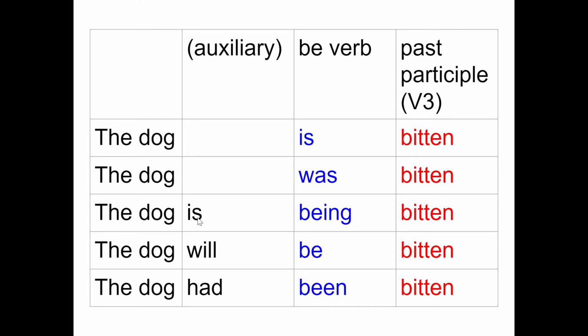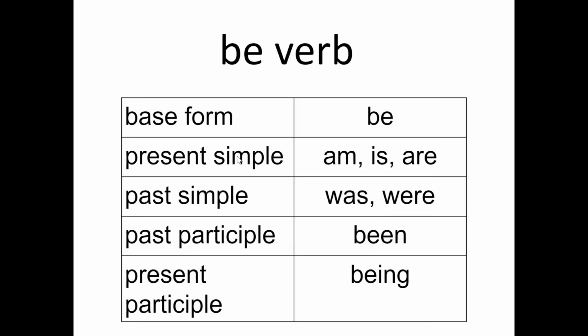So because we are going to be using the be verb for all the passive tenses, we should probably review what are the forms of the be verb. The base form is be. Present simple is am, is, are. I am, he is, you are. Past simple is was for singular subjects, were for plural subjects. The past participle is been, and the present participle is being.